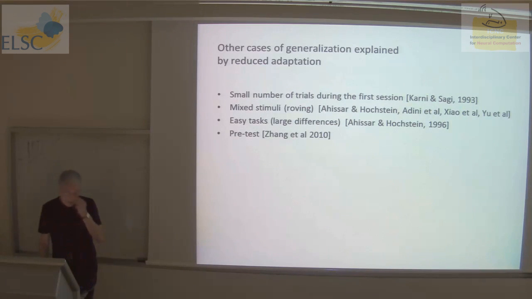And we believe that this can explain other effects of generalization. There are several effects of generalization that were described recently. Like a small number of trials during the first session, they generalize, so according to the new approach, you don't have enough time for the adaptation to develop. Mixed stimuli, like Merav and Shaul, and later us and others. If you mix stimuli, then again you reduce adaptation. Or an easy task, when the stimuli are very different, then again you get kind of a mixture and fast learning and less adaptation. Or a short pretest, when you show a small number of trials initially at the place that you are going to transfer to. In some experiments there are short pretests, and they are sufficient to generalize because there is no adaptation.